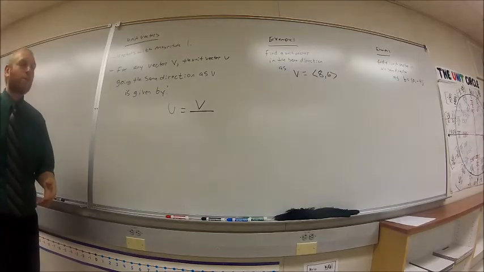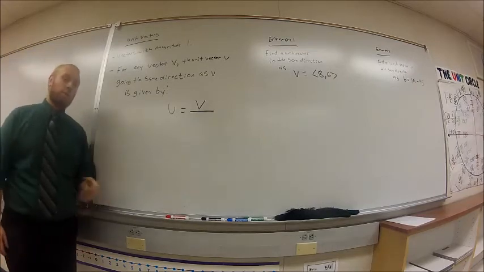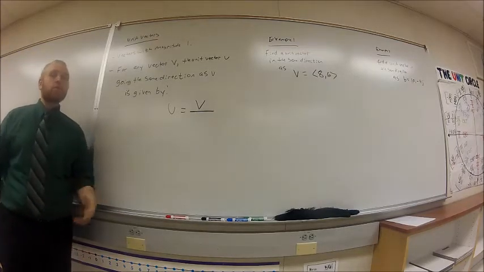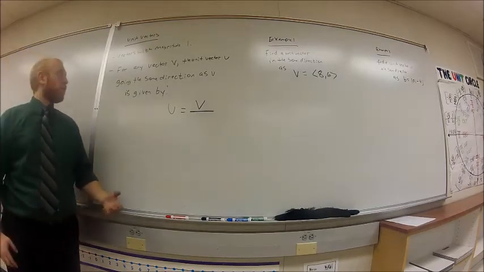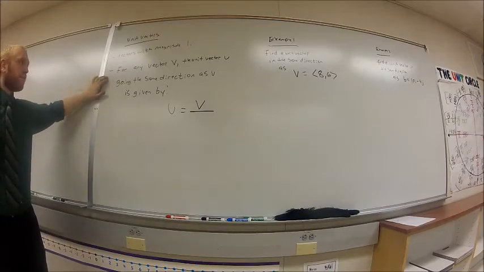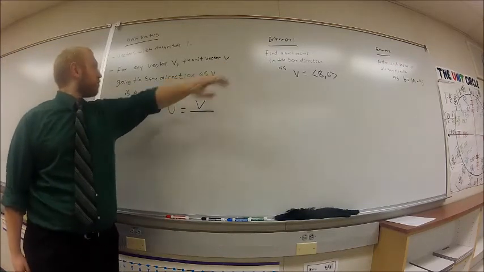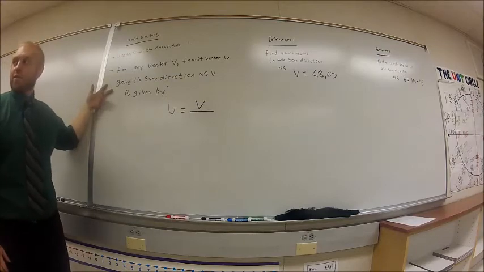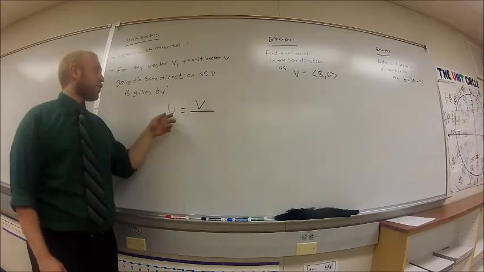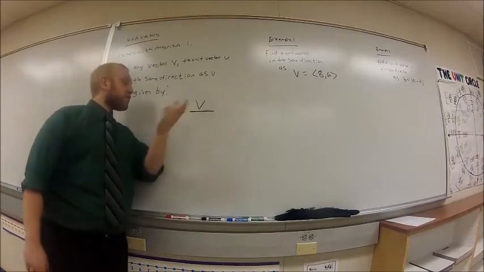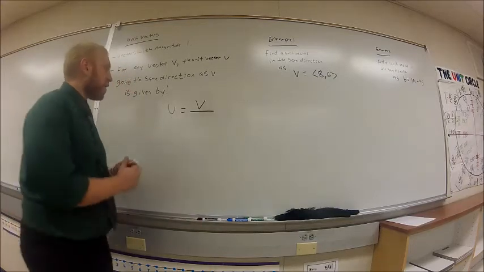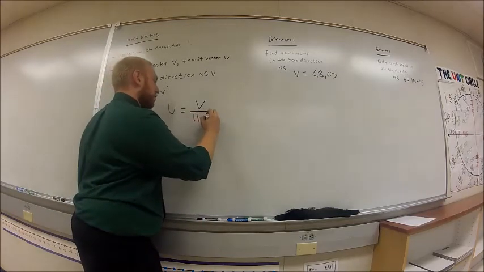Alright, so the next big topic we're going to talk about is unit vectors. If you remember from your notes a couple days ago, unit vectors were just vectors with the magnitude of 1. Now for any vector v, the unit vector, that is u, going the same direction as v, is given by the unit vector equals v, where v stands for the original vector, divided by its magnitude.